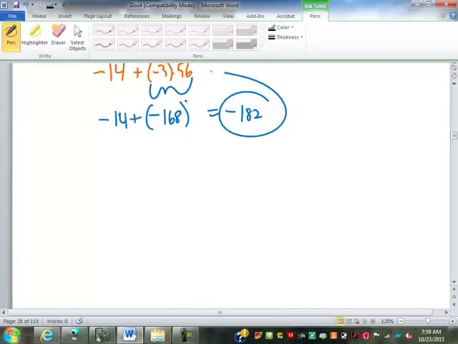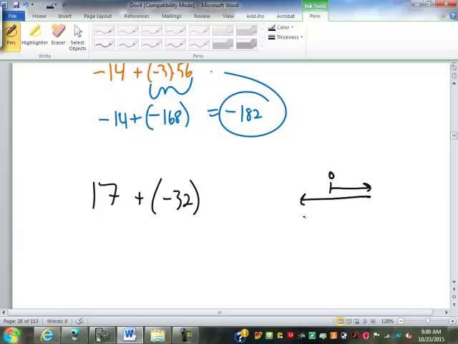What if I were to give you 17 plus a negative 32? Remember how we did that? We did the vectors. Start at 0. 17 is positive. Negative 32 is the opposite direction because it's negative. Is it longer or shorter? Longer, so it goes into the negative. That tells us our answer is negative. And since they go opposite directions, it's the difference between 32 and 17, which is 15.